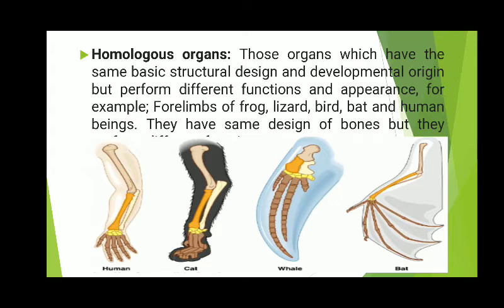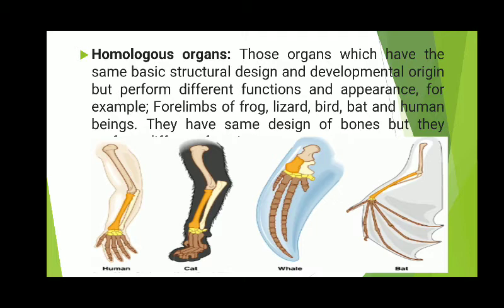For example, there are many organs in different groups of animals or plants which seem to be built from the same basic design but have different functions. These are called homologous organs. Here are some examples you can see. For example, forelimbs of a man, forelimbs of a cat, forelimbs of a whale, forelimbs of a bat, or we can say wings of a bat.